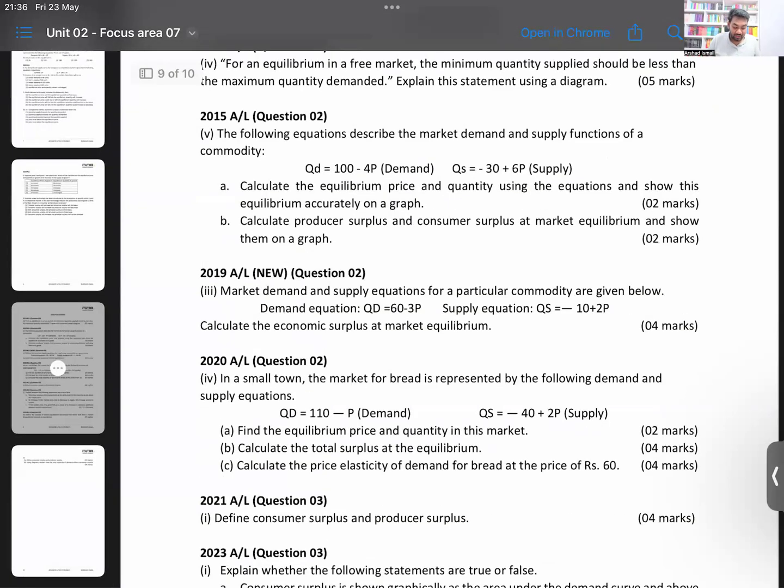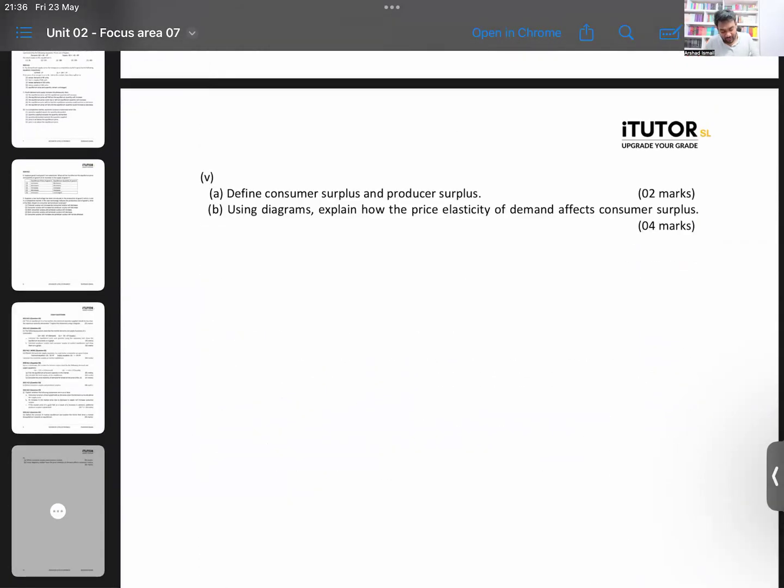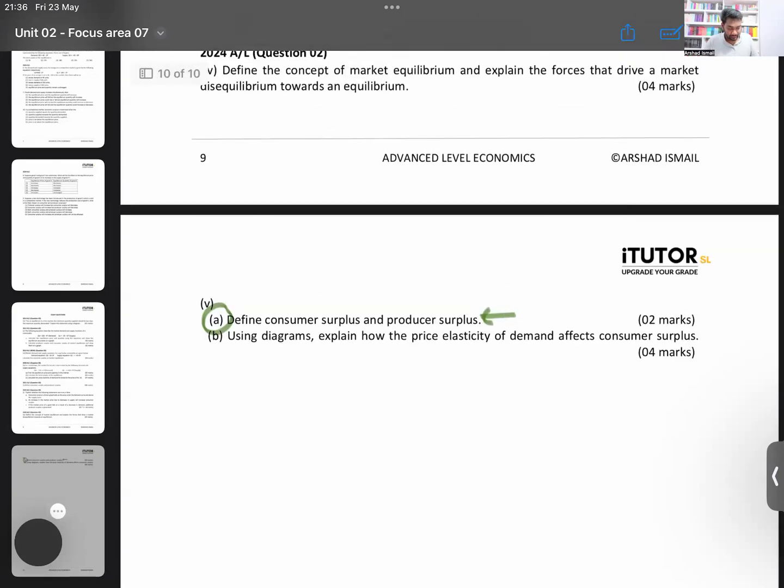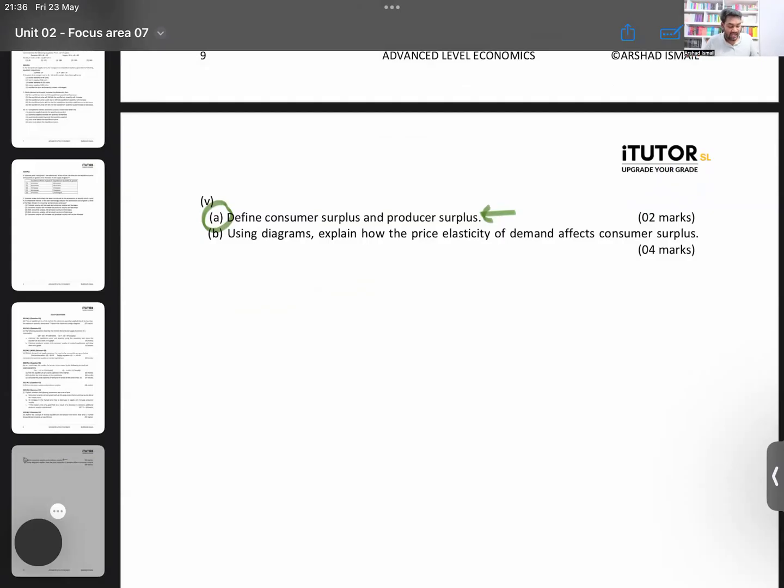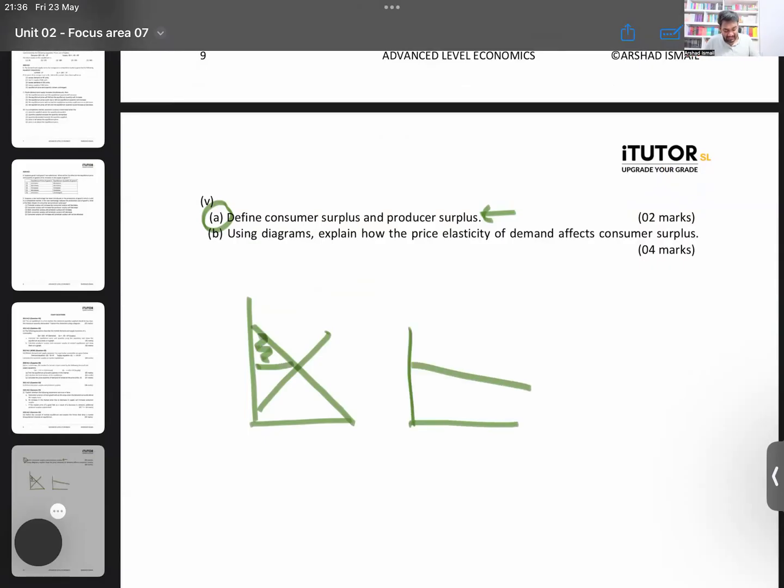No, 5-1, I'm sorry. Define consumer surplus and producer surplus. That's the same thing as before, so you can write the same answer. Then the last part B says, using diagrams, explain how the PED affects consumer surplus. So you can draw and show this is what consumer surplus is. Remember, we had an MCQ also testing that. Now, if the demand is elastic, then what happens? Consumer surplus will reduce. If it's an inelastic demand curve, then consumer surplus will be much higher.